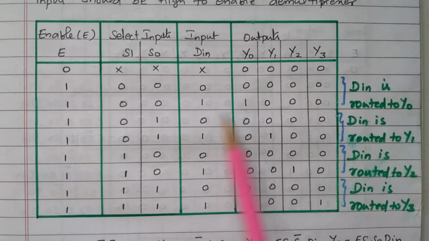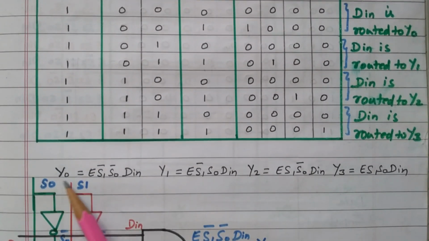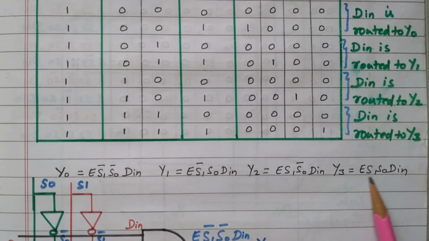So for the first position it is 0 0, for the second position 0 1, third position 1 0, fourth position 1 1. Based on that we will see the logical expression and logical diagram. So this is the logical expression. 0 0 means S1 bar, S0 bar. 0 1 means S1 bar, S0. 0 refers to the complement. 1 0, 1 means S1, 0 means S0 bar. 1 1 means S1 and S0.